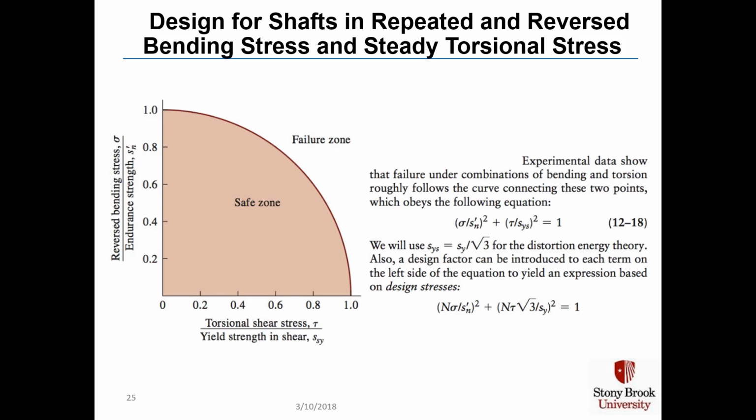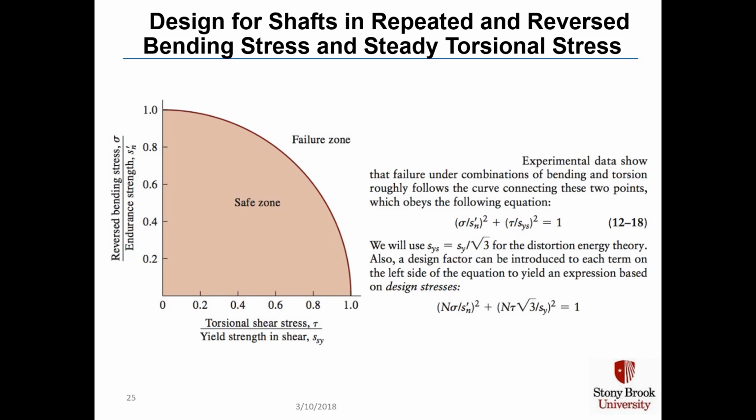Getting back to a little empiricism again, that curve, the circular arc going between the y-axis at 1 and the x-axis at 1, generally obeys the equation sigma over S'n squared plus tau over Sys squared equals 1. So essentially it's an arc of a circle.